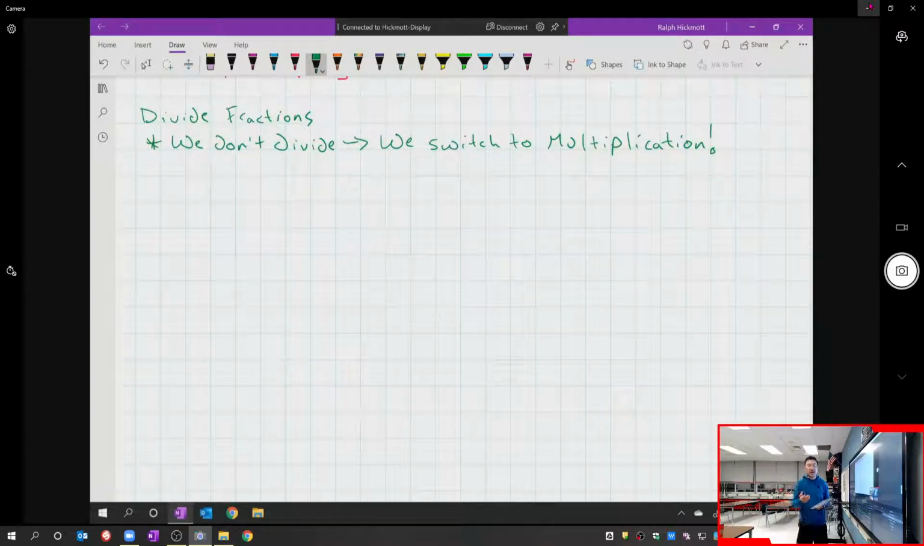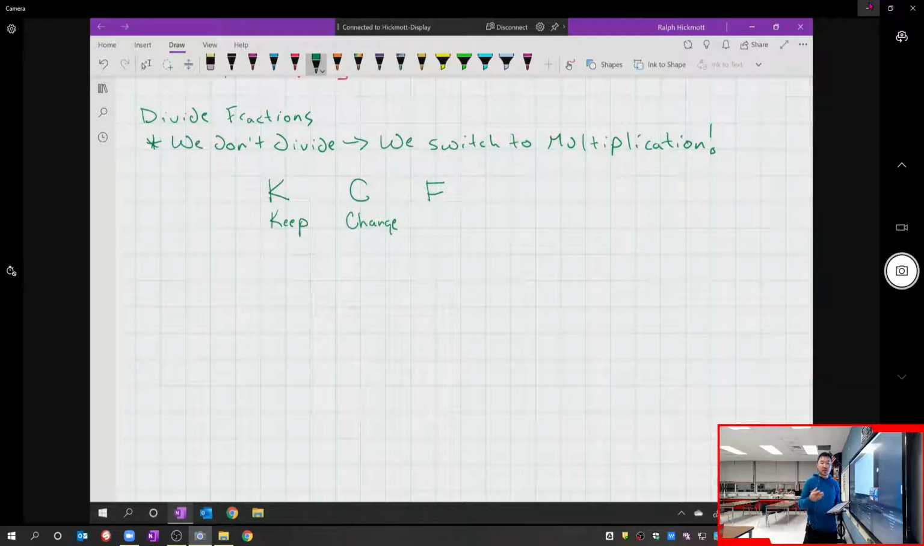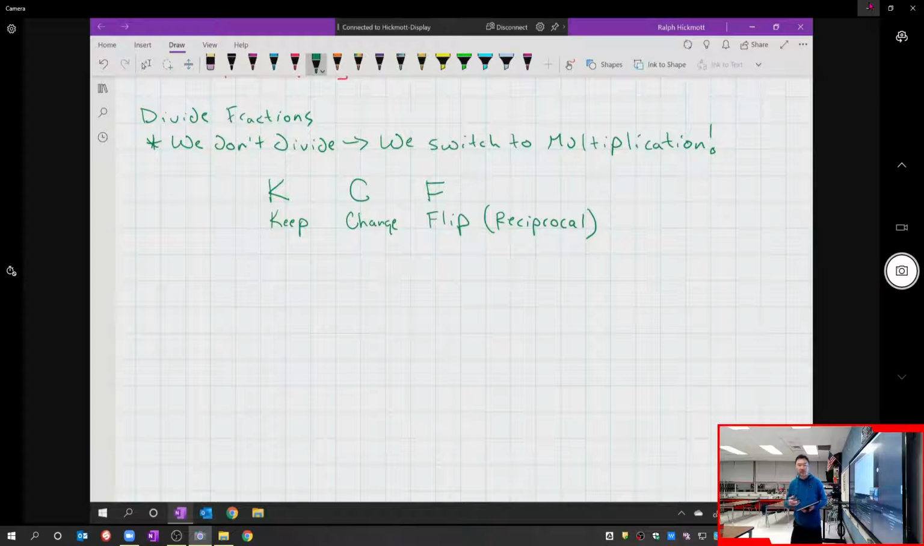It's a very common one that you guys have seen. It's KCF: keep, change, and flip. You're going to keep the first number, change the second operation, I'm sorry, from division to multiplication, and then you're going to flip the second fraction. It's also called the reciprocal. The reciprocal means that when you're taking a fraction like 3/4, it switches to 4/3. It keeps the sign, everything else still applies.